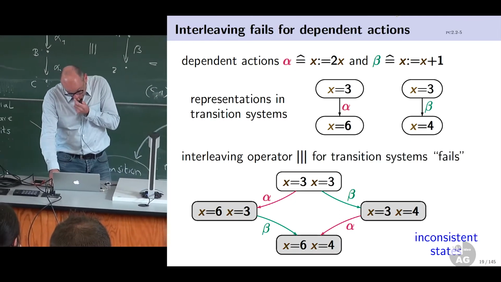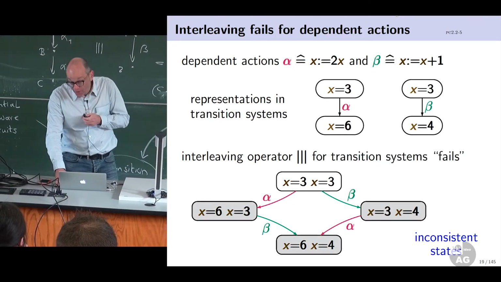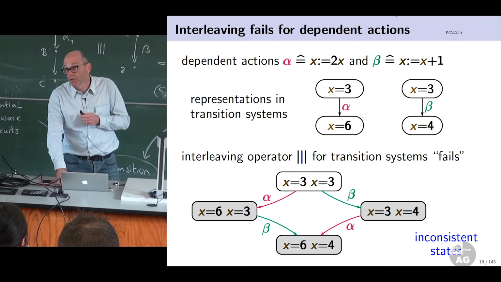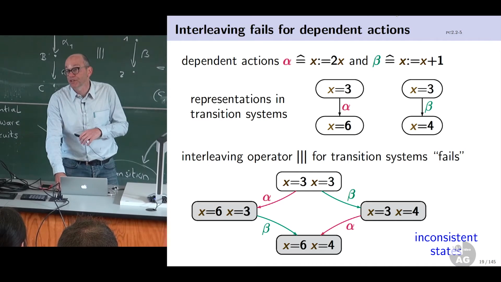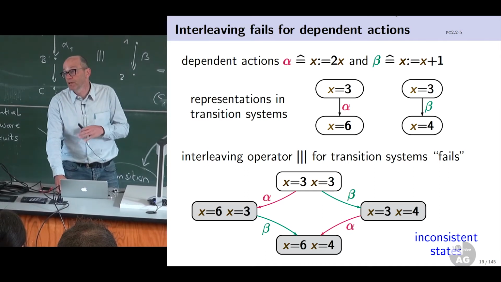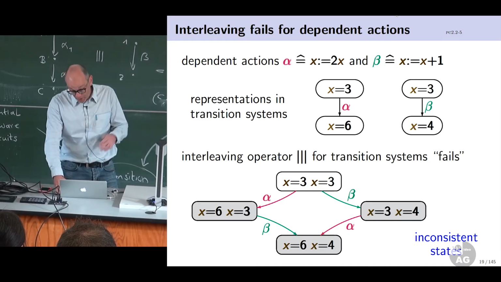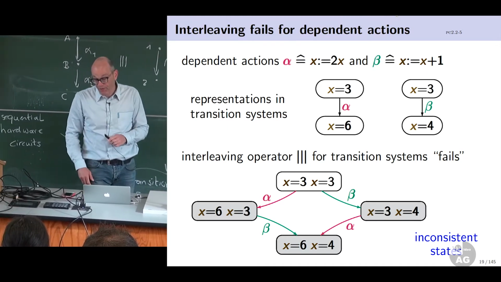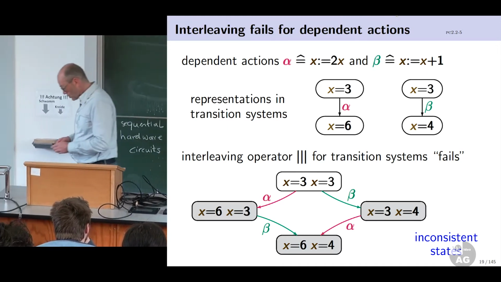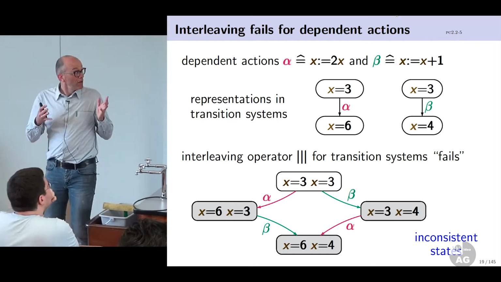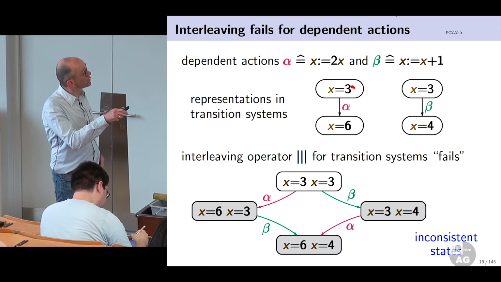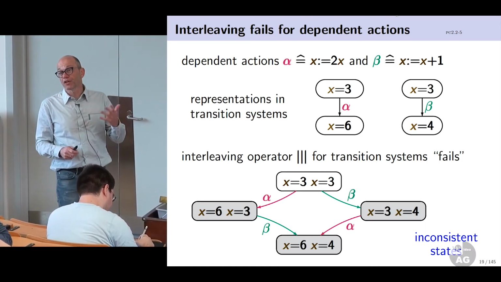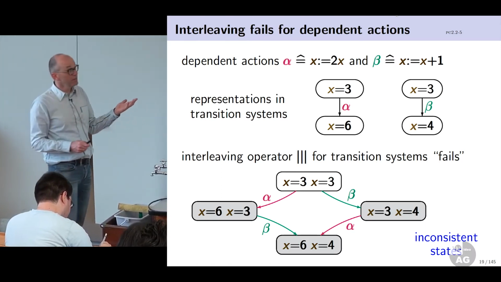Good. So this is a bit strange, because if x is a global, let's say, shared variable between the two threads, then we see that we get inconsistent states. If x were a shared variable, then x cannot be 3 and 4 or 3 and 6 at the same time. So this shows that the interleaving operation on transition systems for these kinds of programs that share variables does not work.